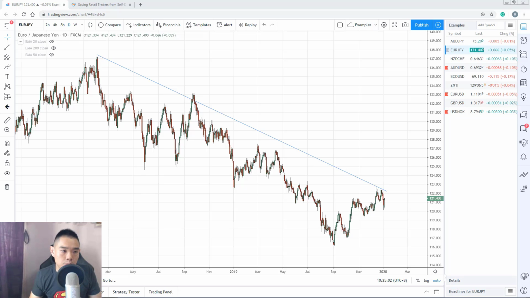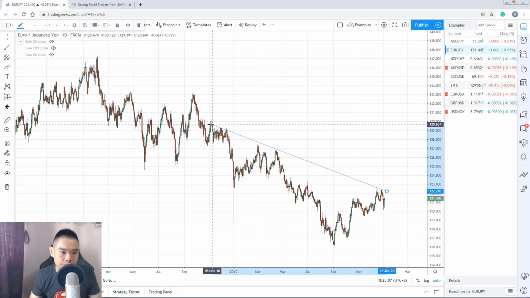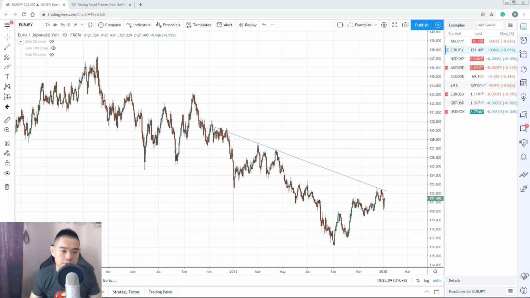So in this case, since I could shift this down and get involved these two levels here, which is this one here and here, this is how I would draw this trend line for this particular market. And again, it doesn't mean that this is the only correct trend line.